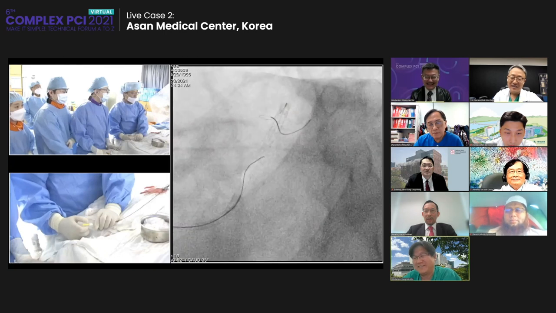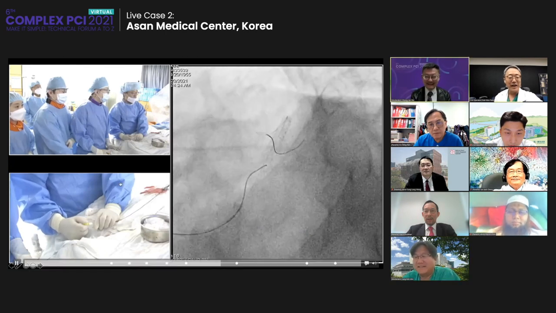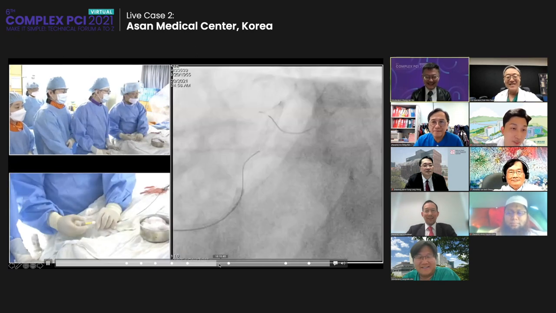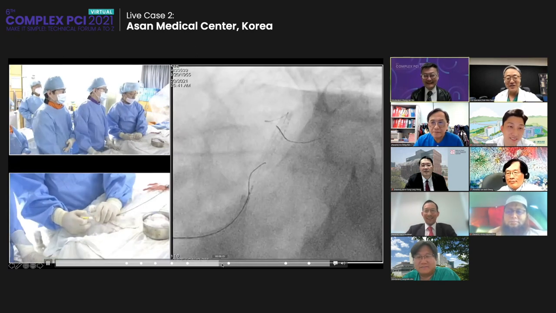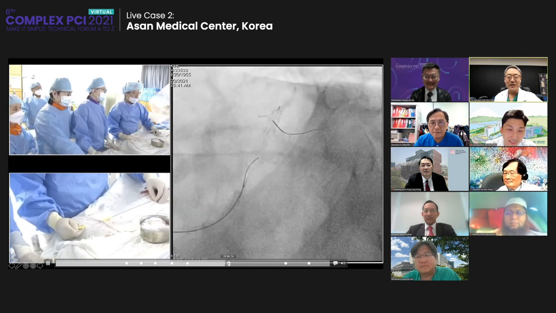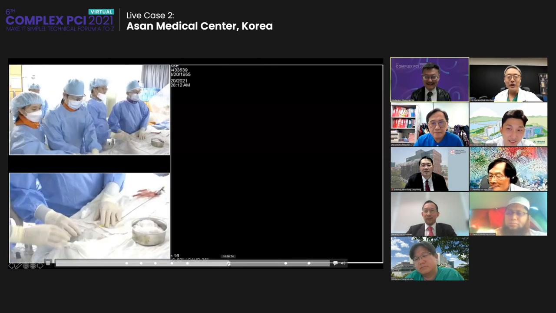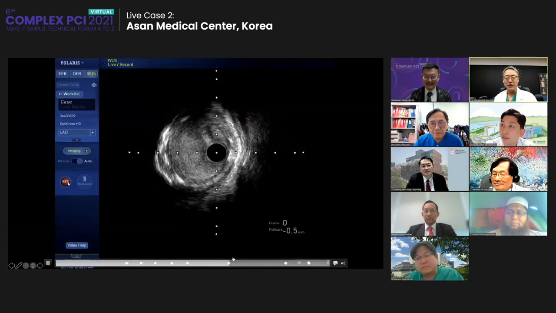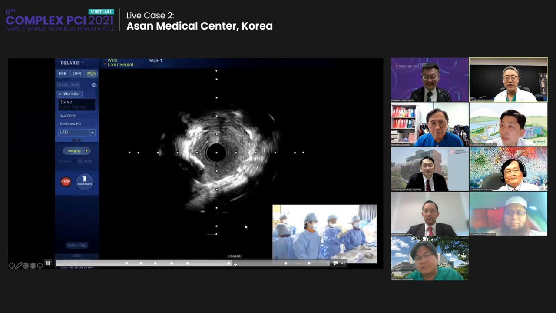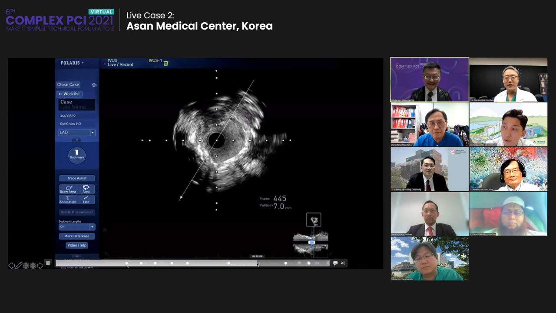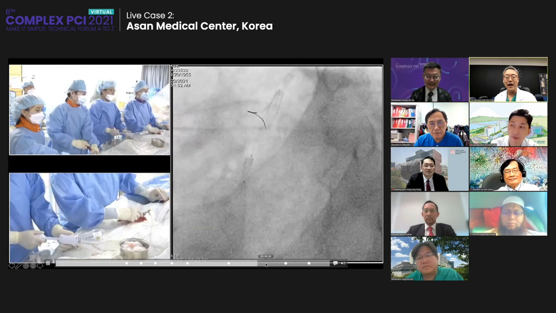Because it's a very old traditional technique. Looking at my hand, you can see how painful my finger is. I spend a lot of time over here, but unfortunately it's a fail. So we try to remove the IVUS, and then we decide to use the high pressure balloon.